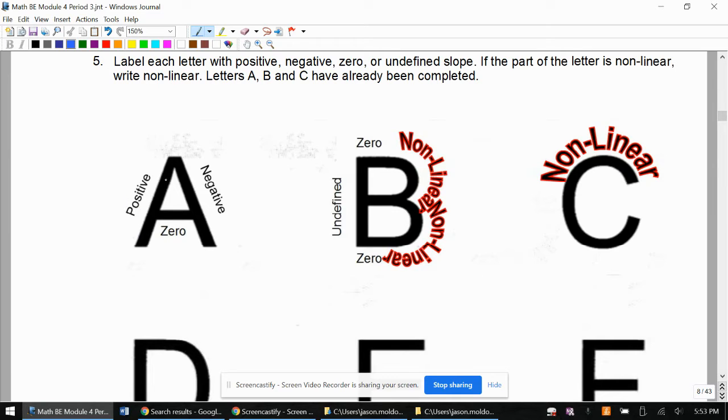So the left half of the A goes up, so it's positive, and the right half goes down, so it's negative, and the middle part is 0. We're doing all the parts of it, not just some of it. So capital B, undefined, 0, 0, and then 2 nonlinear parts. And we could even include a 0 part in the middle. The letter C is nonlinear, it's curving.